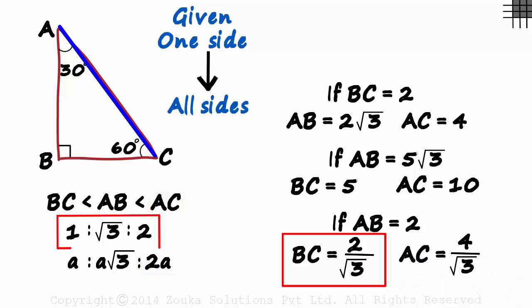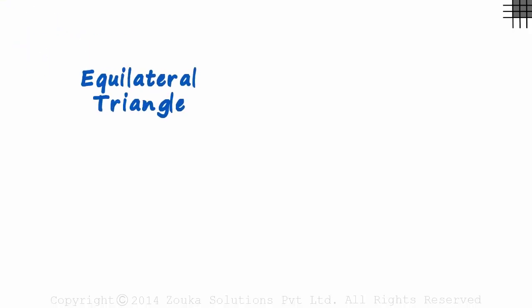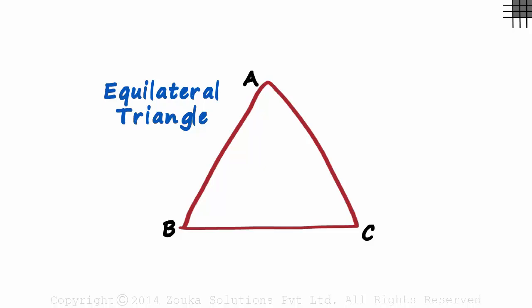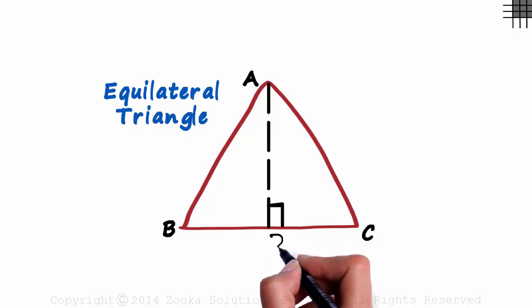But what if we forget this ratio? Can we quickly derive it? For that, you just need to understand the equilateral triangle well. Let's draw one quickly and name it ABC. All we need is to draw a perpendicular from A onto BC and call it AD.